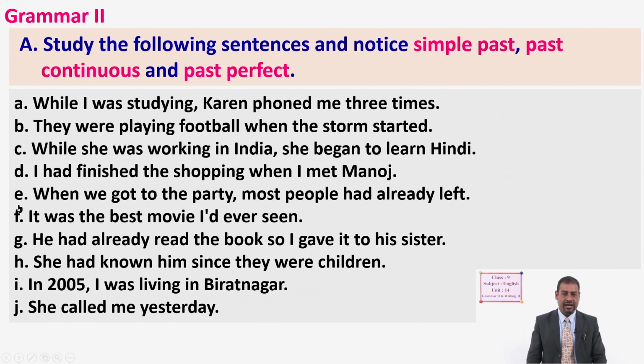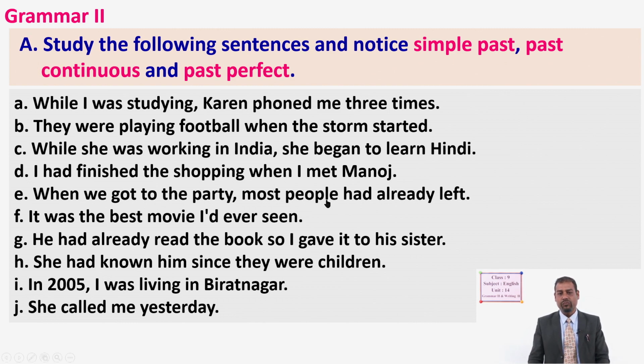Dear students, now another sentence we have is, "When we got to the party, most people had already left." Now you can see two parts in this sentence. So, we got to the party. Got. Which form of the verb is this? Infinitive, past tense, past participle, present participle, which one? Good job. Got is the past form of get. Okay, so it is simple past.